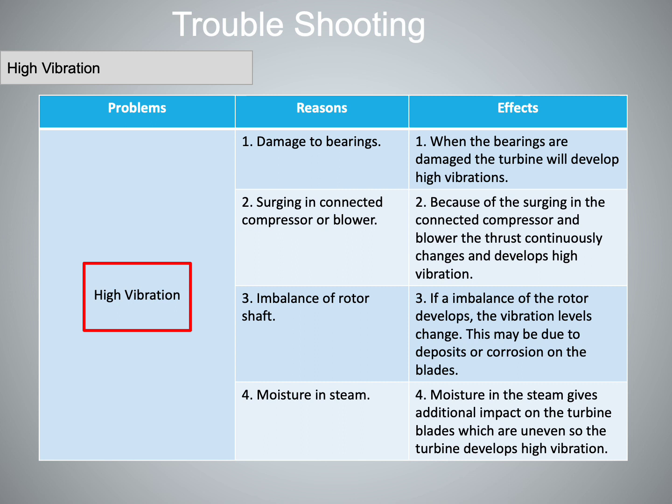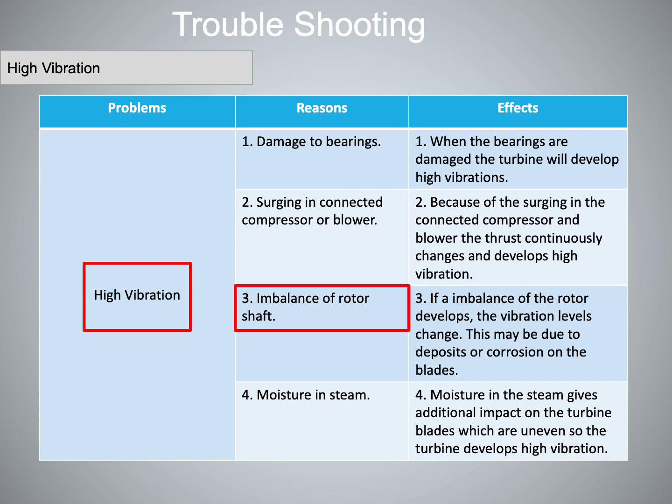High vibration. Damage to bearings. When the bearings are damaged, the turbine will develop high vibrations. Surging in connected compressor or blower. Because of the surging in the connected compressor and blower, the thrust continuously changes and develops high vibration.